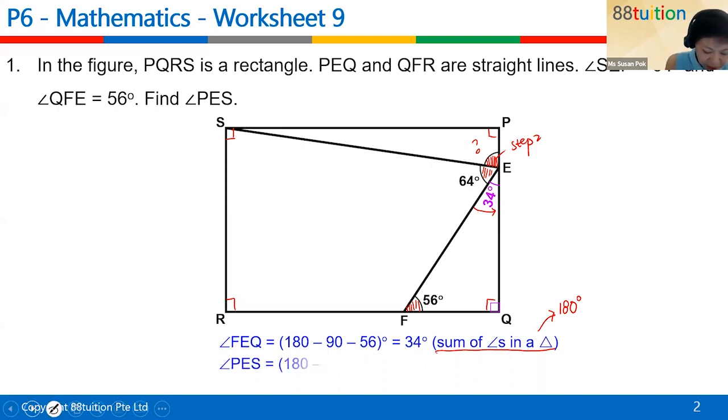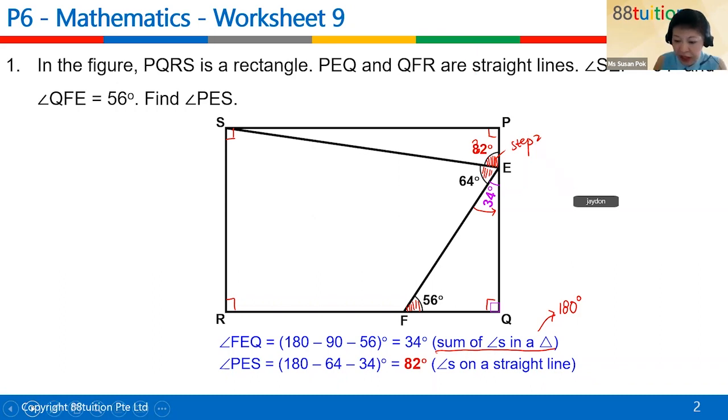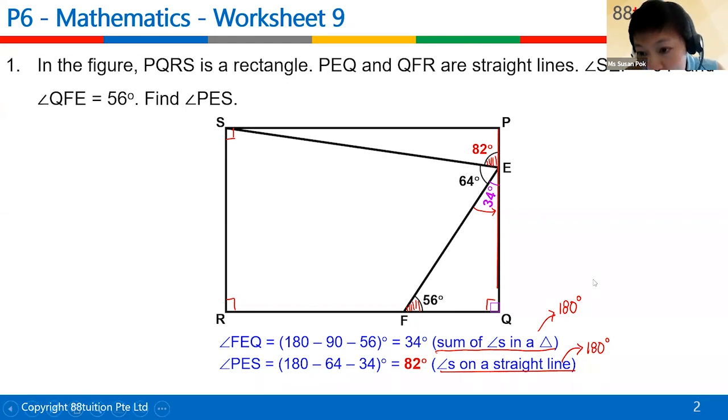Then let's take a look at the second one. Do you find 82 for step 2? That's what I've written here. I have this angle as 180 degrees for the whole straight line here. You see, this is my straight line, so this is called angles on a straight line. This adds up to 180 degrees. So I minus 34, I minus 64, and I get 82 for this answer.